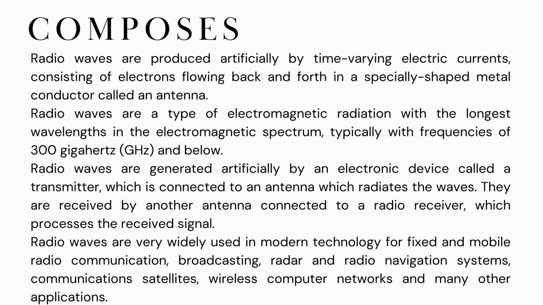Radio waves are a type of electromagnetic radiation with the longest wavelengths in the electromagnetic spectrum, typically with frequencies of 300 GHz and below. Radio waves are generated artificially by an electronic device called a transmitter, which is connected to an antenna, which radiates the waves. They are received by another antenna connected to a radio receiver, which processes the received signal.